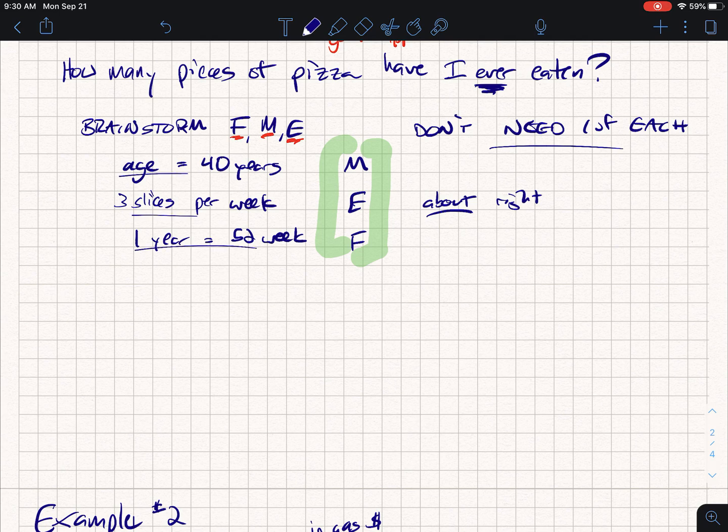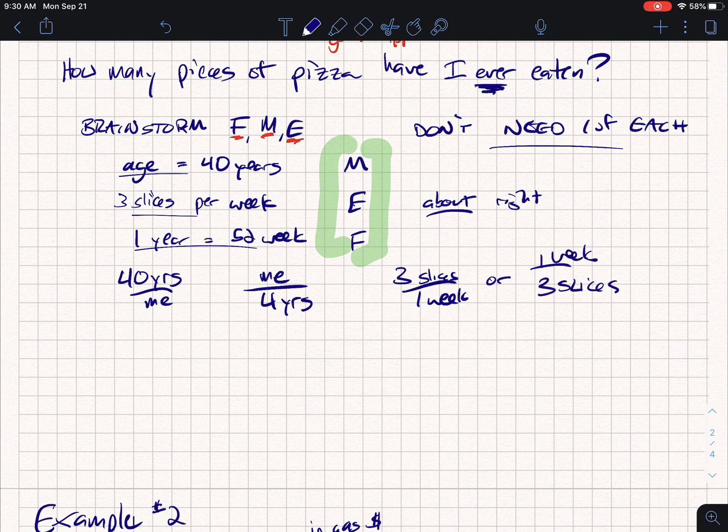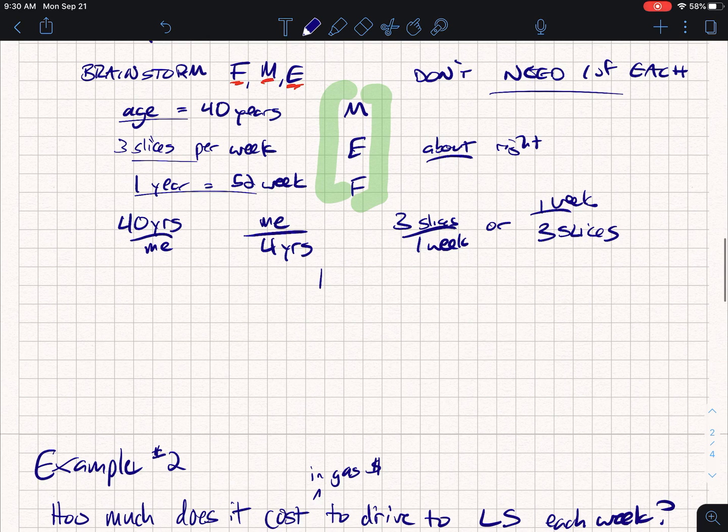So what I'm going to do then is start by writing all of these facts or measurements or estimates in fraction form and seeing what winds up being what. So I could write that 40 years equals me, or I could say that I am 40 years. I could say that I'm going to eat 3 slices in 1 week, or I could say in 1 week I'm going to eat 3 slices. And I could say that 1 year is 52 weeks, or I could say 52 weeks is, I don't know why I said equals there, 1 year.